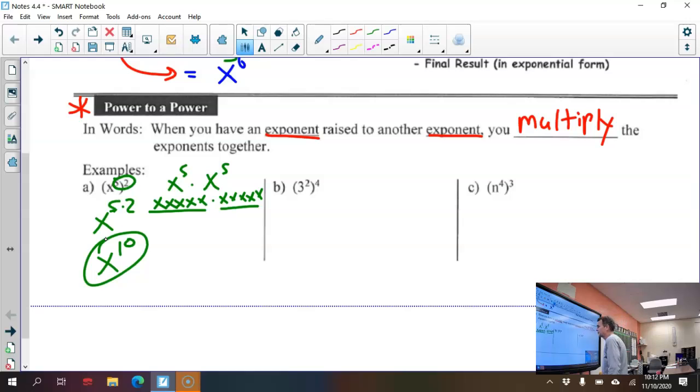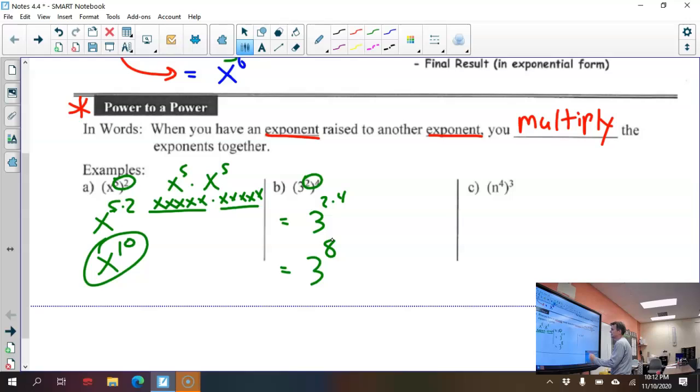The second one here, I have 3 squared to the 4th power. So this time I'm not going to write it all out. That is just going to equal 3 to the 2 times 4. An exponent to an exponent, you just multiply them together, giving you 3 to the 8th.